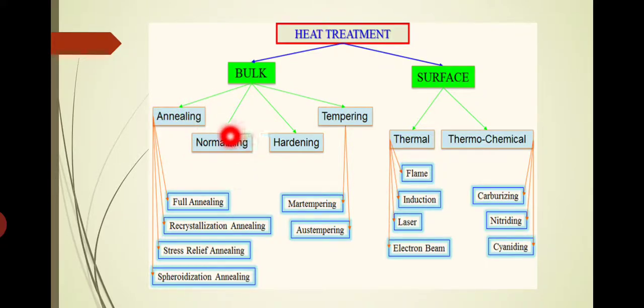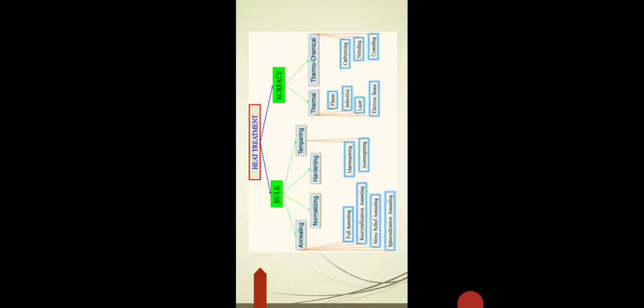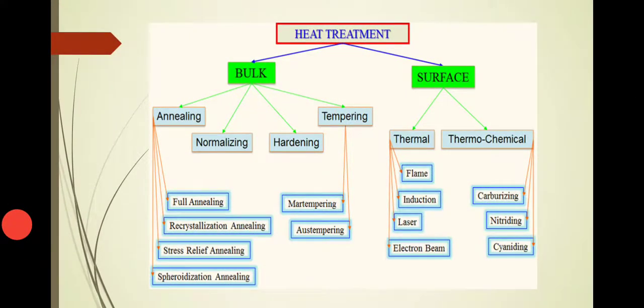And if you go for a slightly higher cooling rate, that is cooling with air, or air cooling, then the final heat treatment process is simply known as normalizing. And the next ones are hardening, tempering, etc. Anyway, we will be discussing all these things in detail during this course.